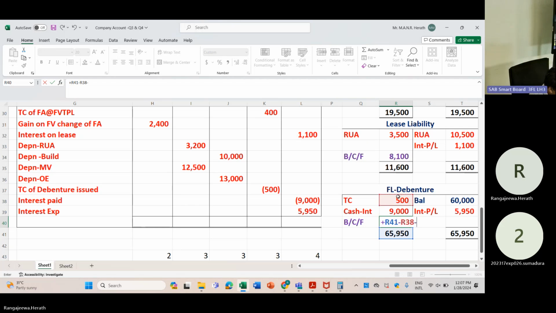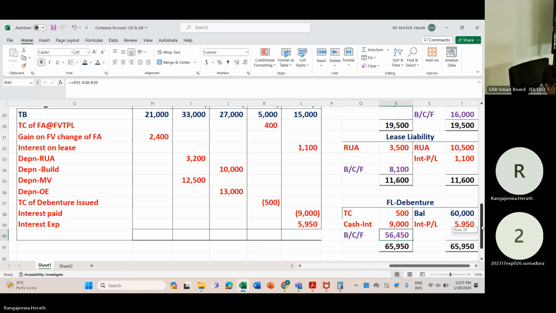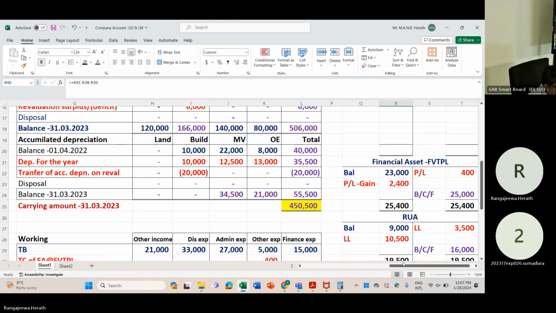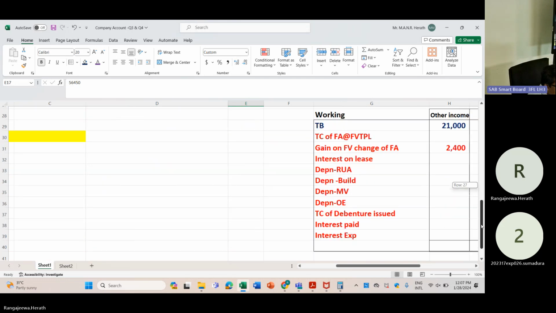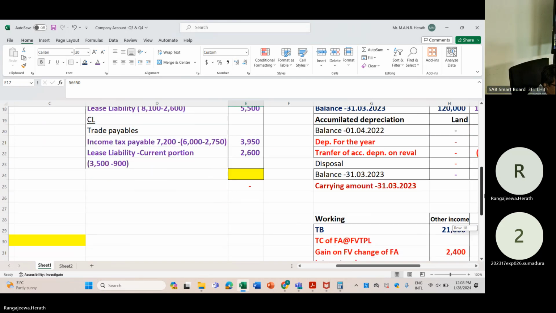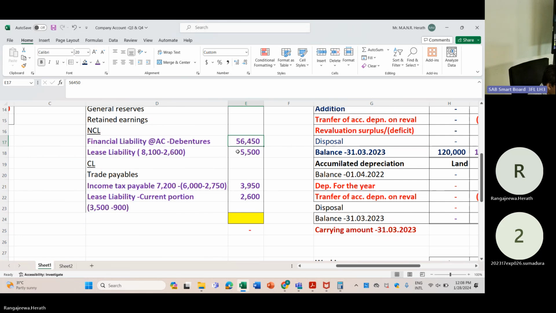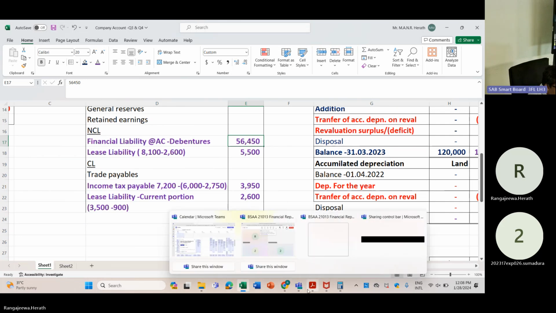So when you use the formula, something like that. 56,000. That's it. 56,450, yes. Financial liability, debit the 56,450, right? And also we have to balance the account after that. Right. Like this. New balance is 56,000.